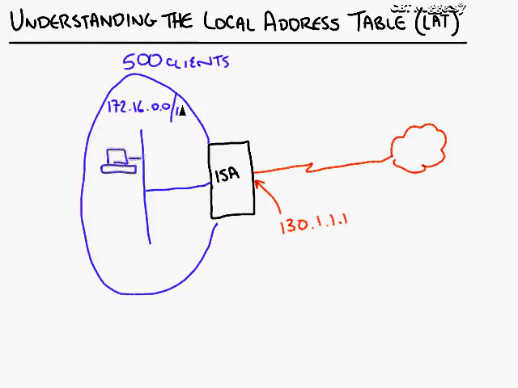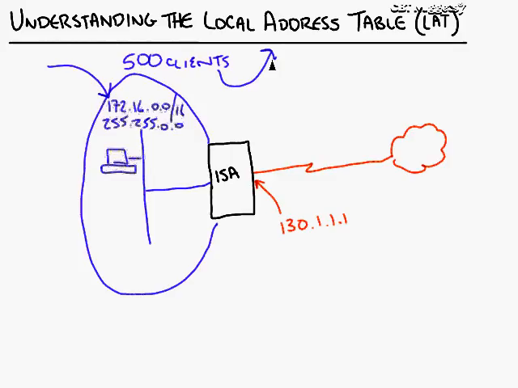172.16.0.0 with a 16-bit subnet mask, or essentially that's saying 255.255.0.0. Okay? What we would do is construct a LAT. We would assign a LAT to the ISO server saying that all of these addresses, meaning any address that starts with 172.16.0.0, is included in the LAT.